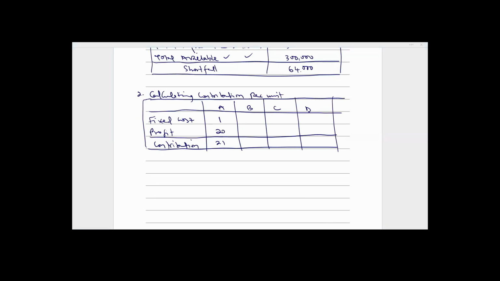B, fixed cost 3, 2, 3, 1. Then profits for B, 25, 21, 15. So here is 27, 24, 16. Okay, so I've determined the contribution per unit.